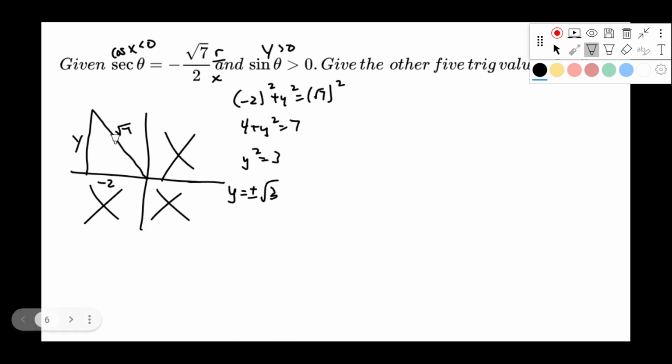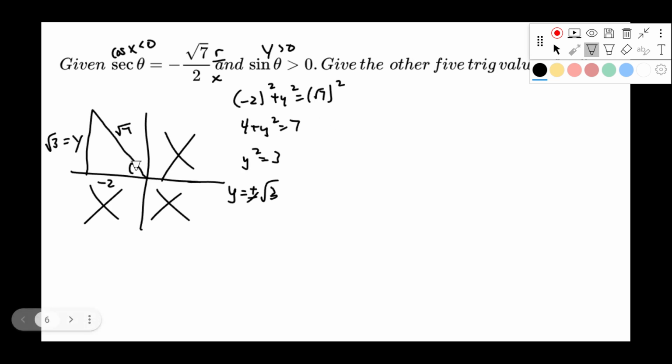Now, I got to make a decision. The y coordinate here, I'm going up on my triangle. I'm going up. So my y coordinate must be positive. So this is root 3. If we were going down, your y coordinate would be negative. Okay, because we're working now on the coordinate plane. All right, now find the other 5 trig functions.